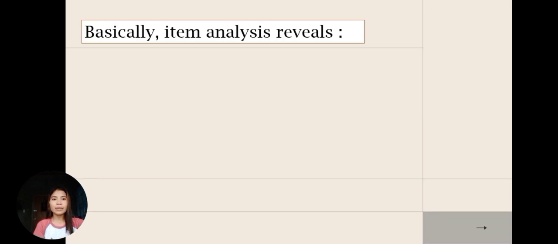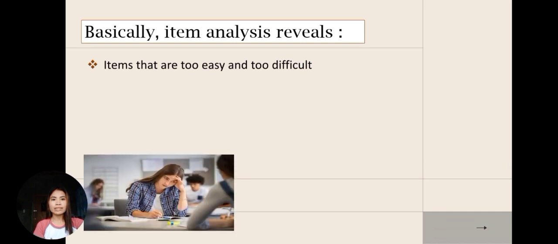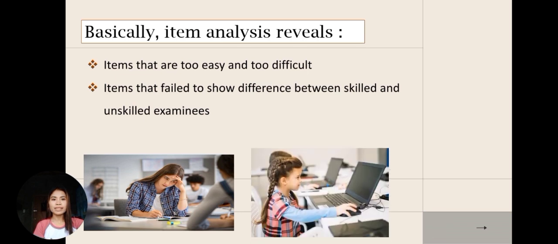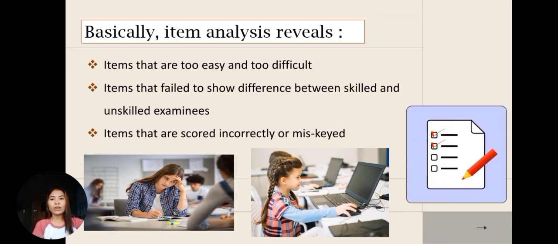Basically, item analysis reveals, first, items that are too easy and too difficult. Second, items that failed to show difference between skilled and unskilled examinees, or how well it discriminated between high and low scorers on the test. Lastly, items that are scored incorrectly or misgraded, rather, whether all of the alternatives functioned as intended, or the distractor analysis.